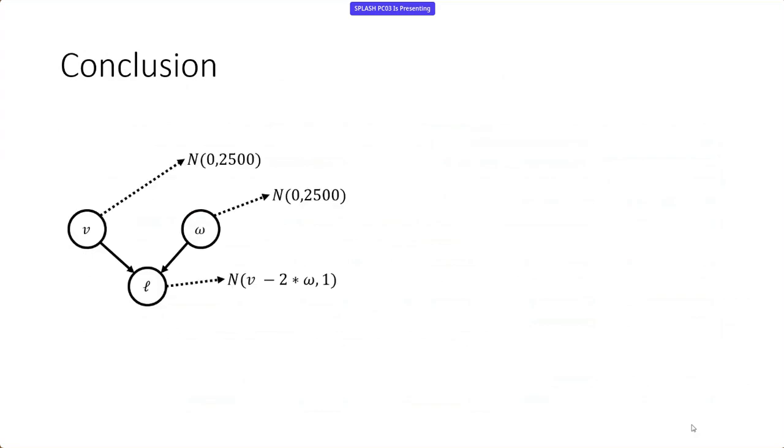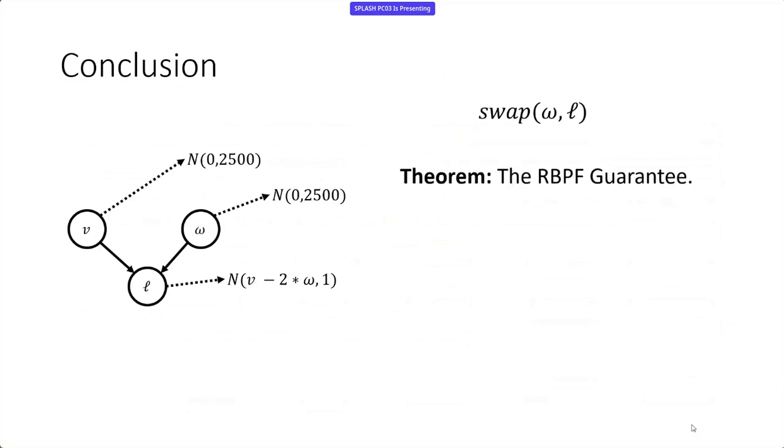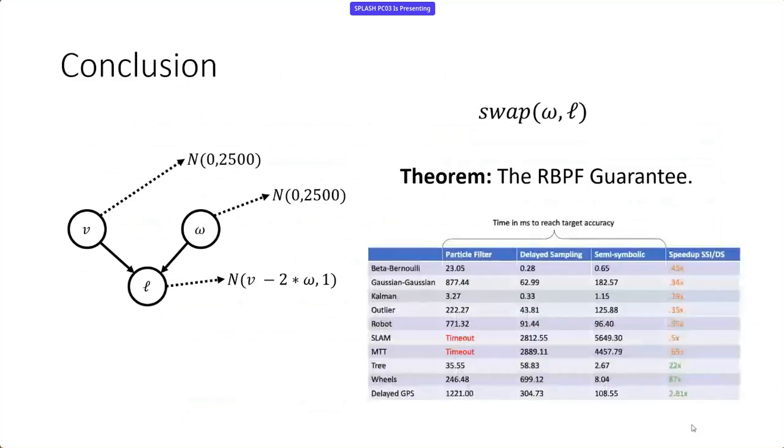All right, so to summarize, I talked to you about semi-symbolic inference, where we use a symbolic state built out of expression trees. I explained the key operation, which is swapping two random variables. I explained how we can use this to provide guarantees to the developer in the form of the RBPF guarantee, which uses closed families. And finally, I explained why this is important based on our empirical evaluations. And I'm actually a little ahead of time. So yeah, happy to take all your questions.